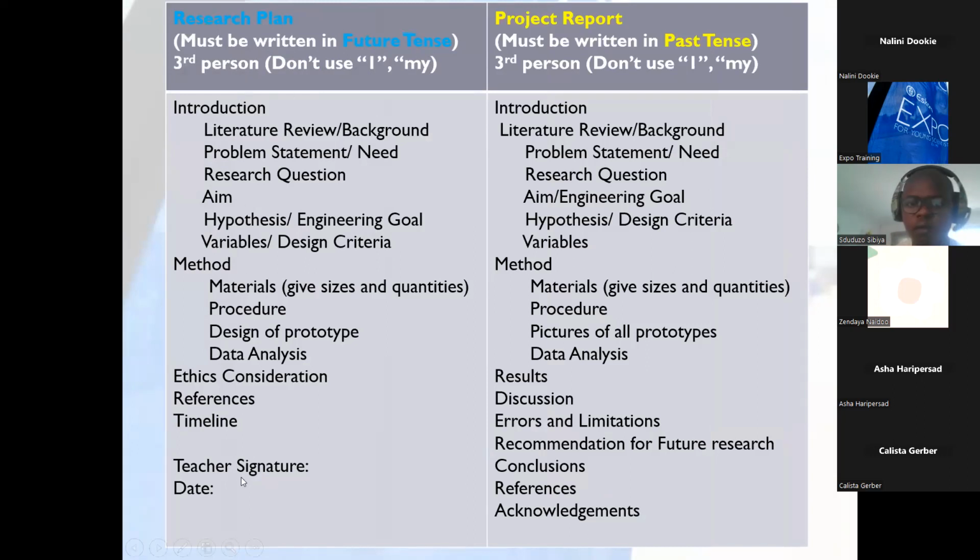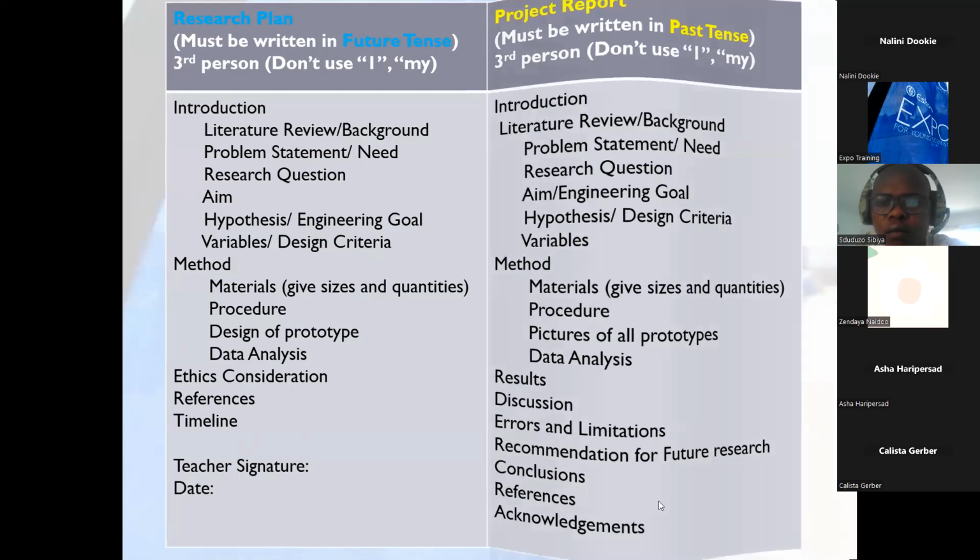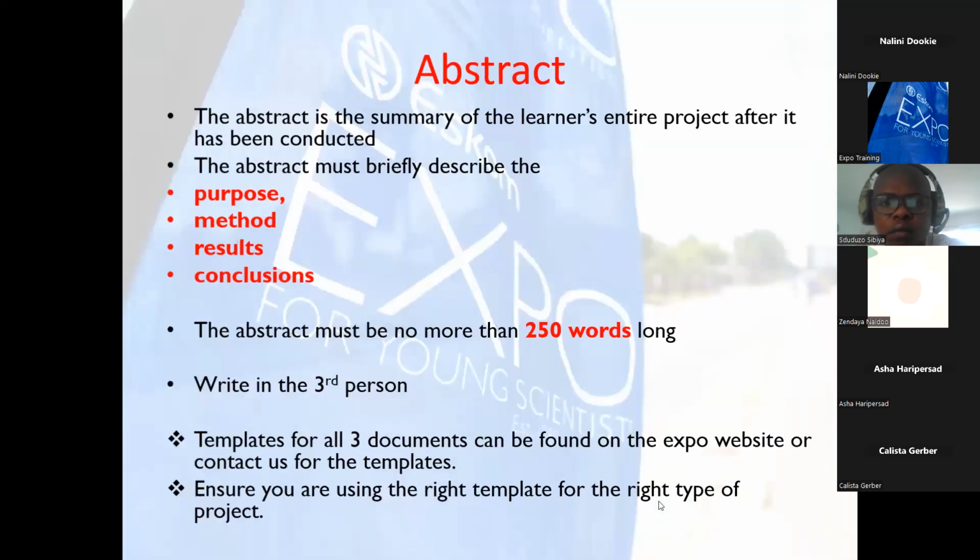This is just some of the headings that I've put out here for the research plan. And you'll see that the headings are very similar to the report. The only difference is the research plan can only go up to a certain point because it's the plan. And then the report is done in the past tense. The completed project is recorded, right? So the headings are basically the same. The information will be very similar from the research plan and the report.